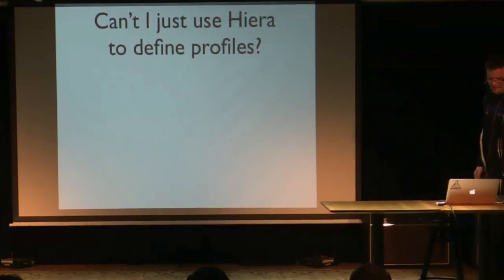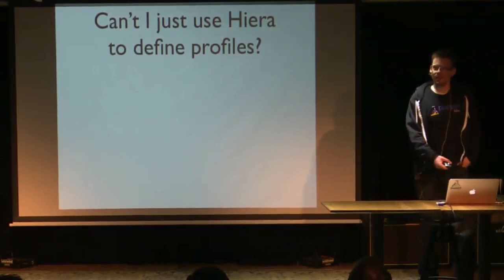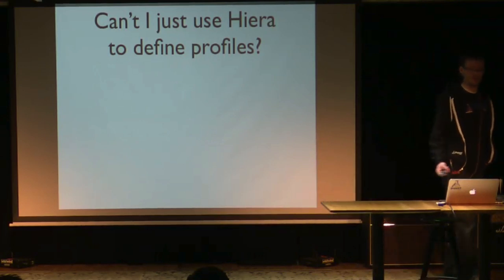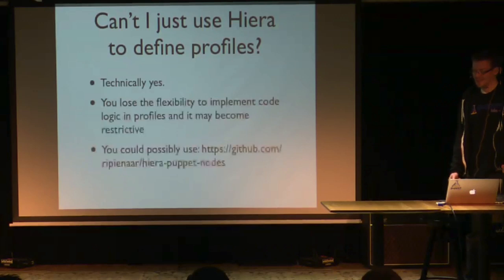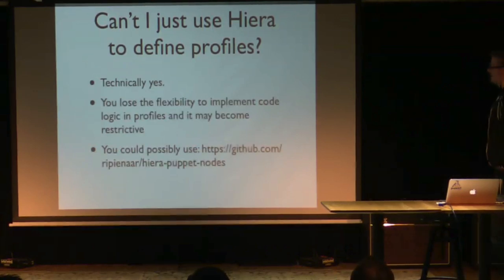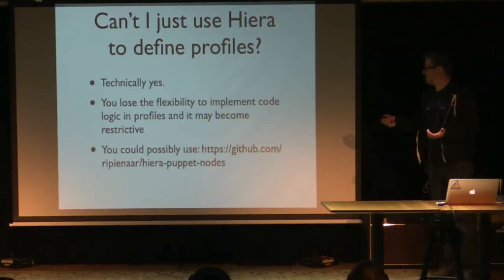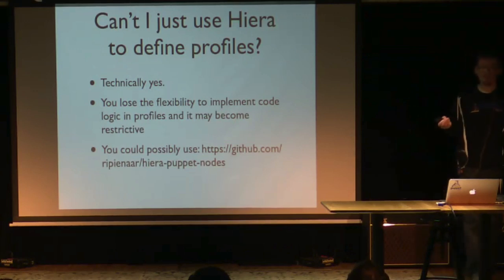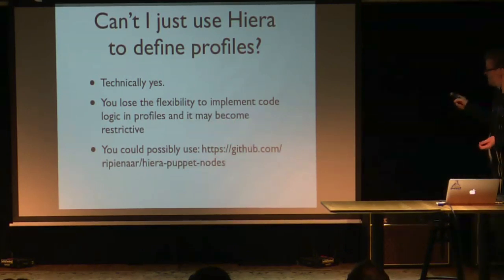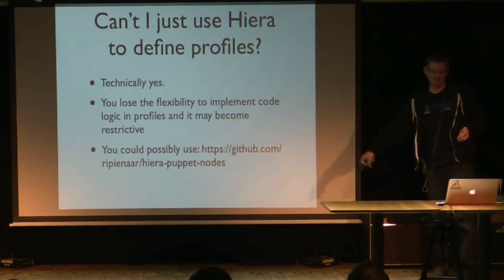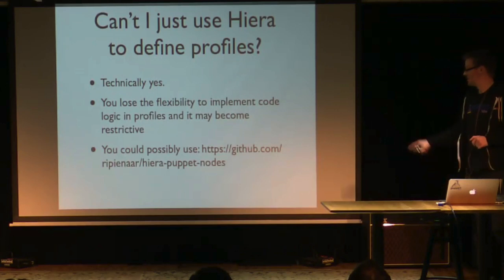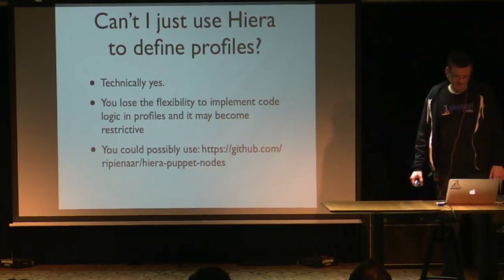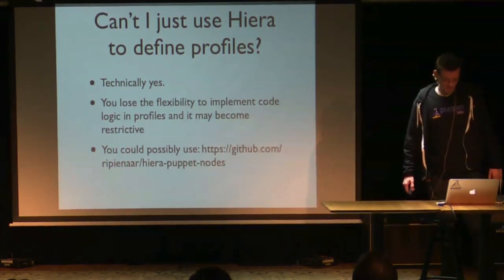And the last one I tend to get is, can I just use Hiera to define profiles? Because you can use Hiera include and stuff, and you can actually use Hiera as an ENC, and I know some people do. And again, technically, yes, you can do this. You are going to lose the flexibility to implement code logic in profiles, and it may become restrictive. There is a really cool thing that Ari Pina showed me the other week, so I've put it on the slide, where you can do almost everything that you do in a Puppet manifest in Hiera. Don't worry about the URLs, I know Dawn's going to publish the slides.